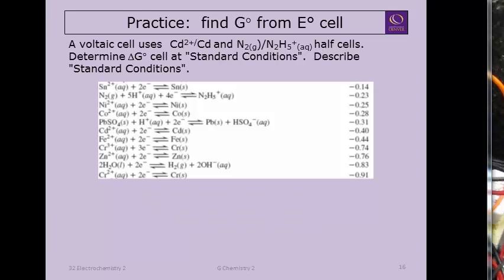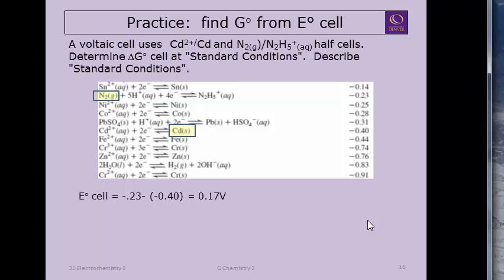So let's see how you did. Nitrogen is above the cadmium, so we know that nitrogen's going to go reduction and cadmium's going to undergo oxidation. We just do a subtraction, 0.23 minus a minus 0.4. We end up with a 0.17 volt, so it's positive, it's going to be spontaneous. We basically plug and chug.